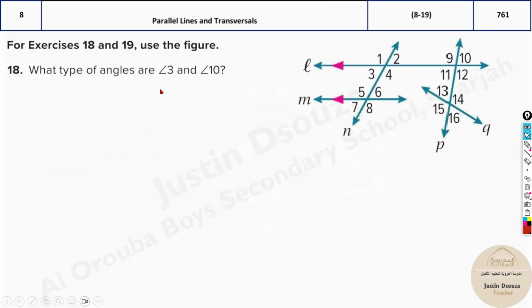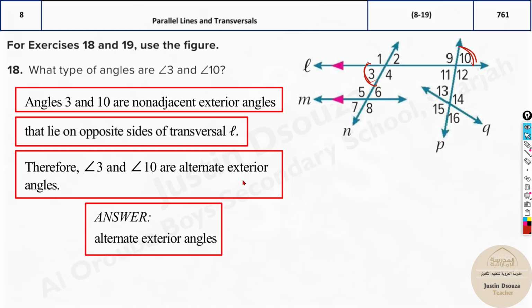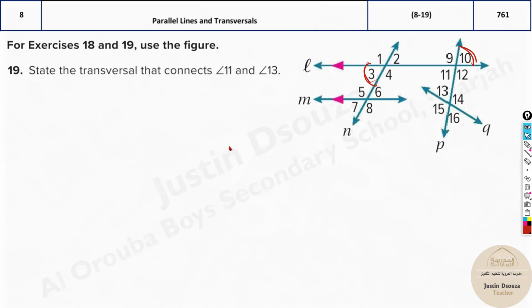And what type of angles are 3 and 10? It's a different figure, but the concept is the same. 3 and 10 are alternate over here and over here, right? Exterior and alternating, because these are exterior. So you can see it's alternating exterior. And what is the transversal over here? The line which cuts both, L. That's the answer: alternate exterior, transversal line L.